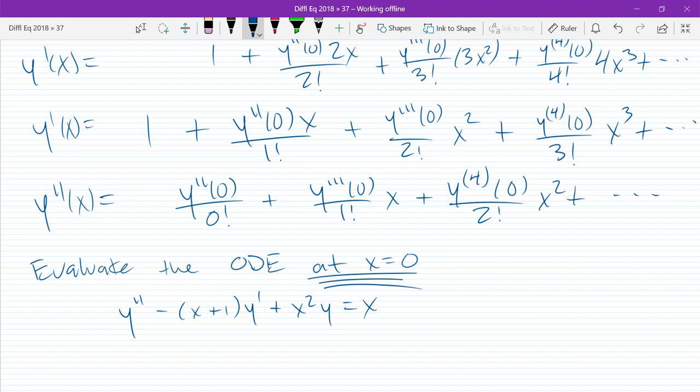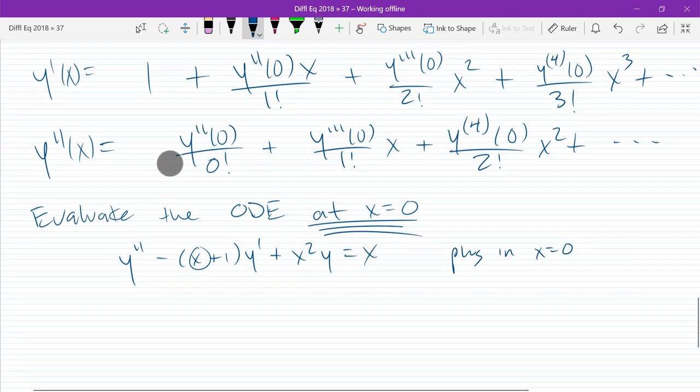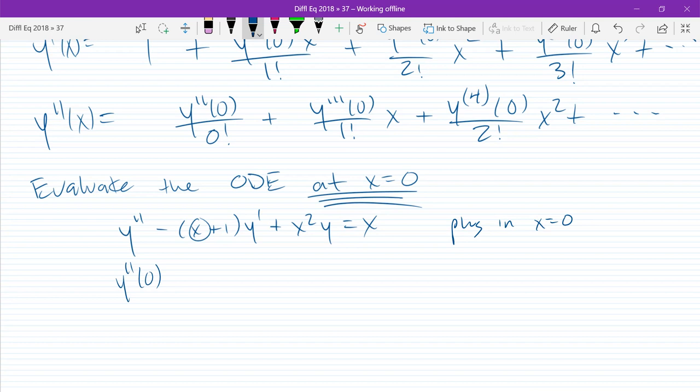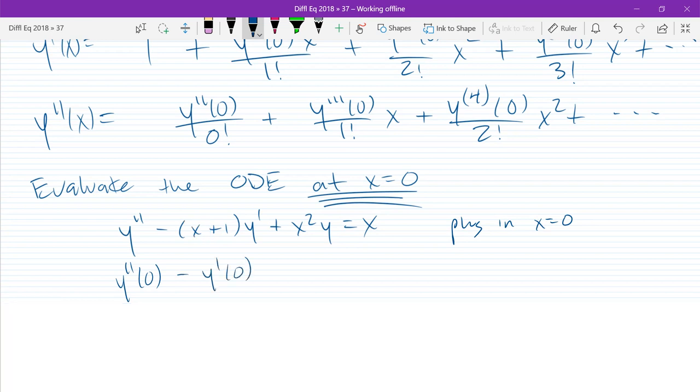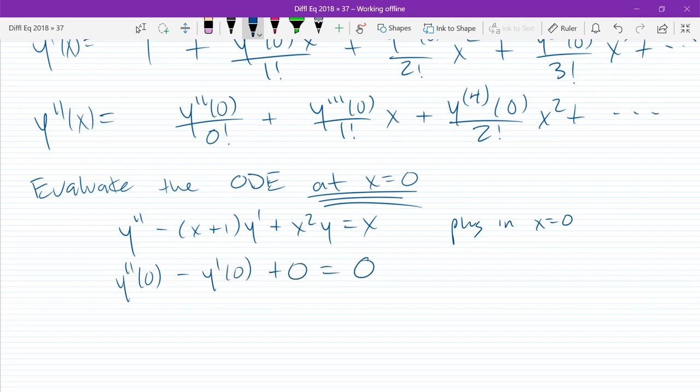So if you notice, our y term is going to completely disappear when x is 0, because it's multiplied by x squared. This x plus 1, that x is also going to become 0. So now I'm going to plug in x is 0. So we're going to get y double prime evaluated at 0 minus y prime evaluated at 0 plus 0 equals 0. So make sure every x gets a value of 0. And be careful, because the y double prime is a function of x, even though I don't write y double prime of x every time. So it's a function of x, it still gets the 0 value. You can't just put in 0 for some x's and leave the other ones as x. That's not okay.